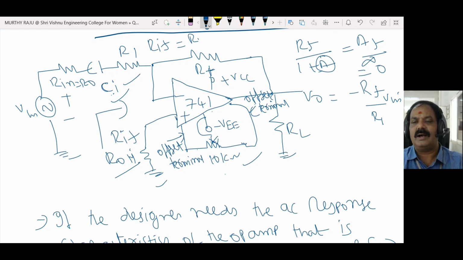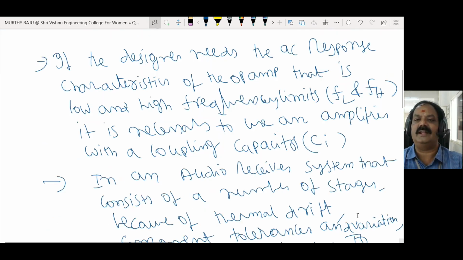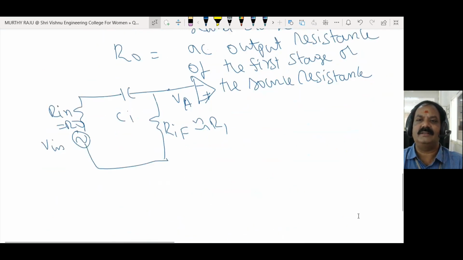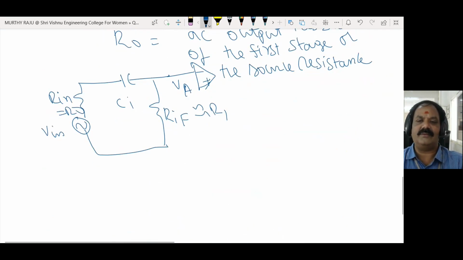RIF is equal to R1 plus the input resistance Ri of the op-amp, in parallel with RF by 1 plus A. This value is approximately equal to 0. Therefore, RIF is equal to R1. This is RIF equal to R1.